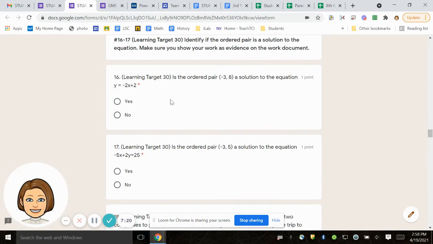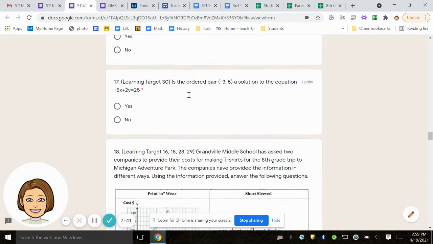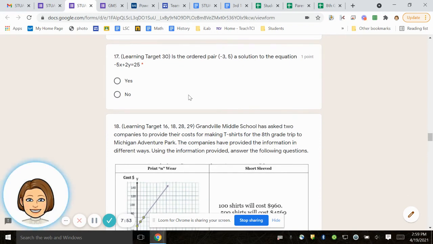Number 16 and 17, identify if the ordered pair is a solution to the equation. Make sure you show your work as evidence on the work document. For number 16, is the ordered pair negative 3, 8 a solution to the equation y equals negative 2x plus 2? Same thing for 17. Is the ordered pair negative 3, 5 a solution to the equation negative 5x plus 2y equals 25? Yes or no? Make sure you show your work.